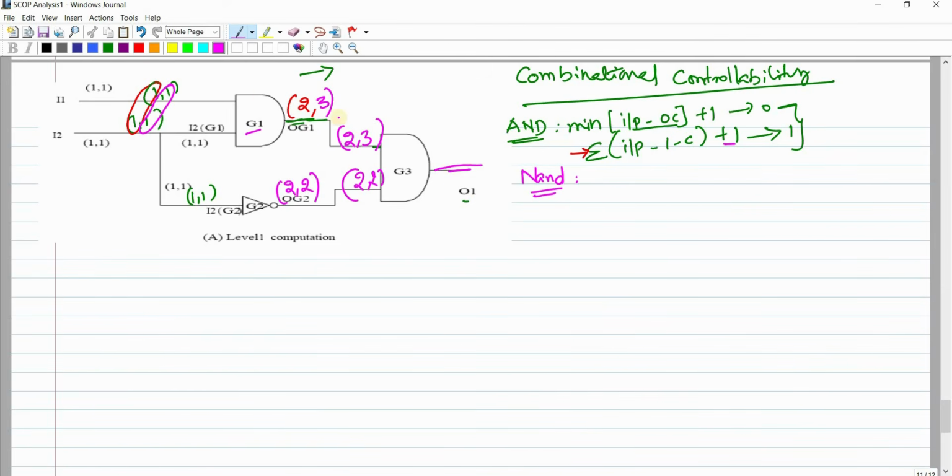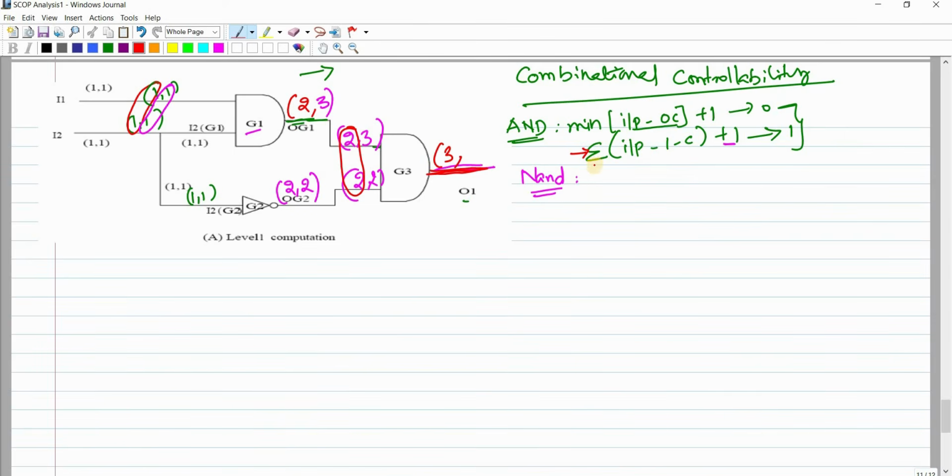Finally, I can consider at this point. What is the combinational 0 controllability and combinational 1 controllability at this point? So it is also an AND gate, simple, same formula. So minimum of input 0 controllabilities. What are the 0 controllabilities? These two, 2 and 2. Minimum of 2 comma 2, 2 only. 2 plus 1, 3. Okay.